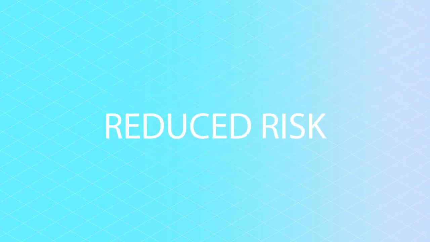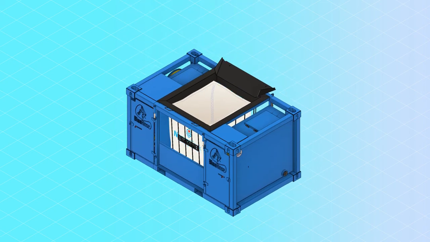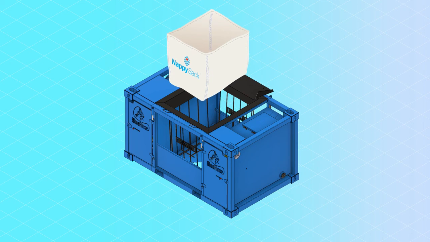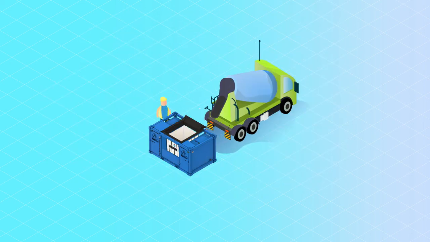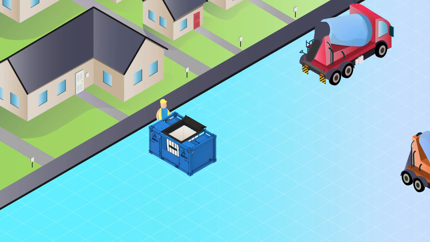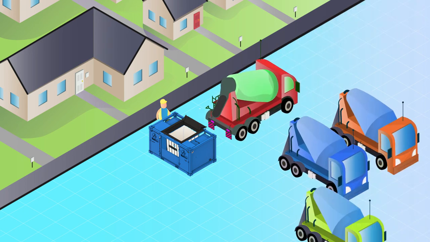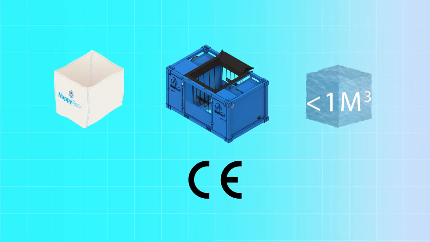They've reduced the risk of concrete burns to contractors and drivers by using specified, reliable treatment technology with MudTech pH Blue and plant nappy filtration. While the project manager is happy, as one unit can service most site requirements. With our rental or purchase options, the project manager is able to meet their budget, maintenance, and storage policies.